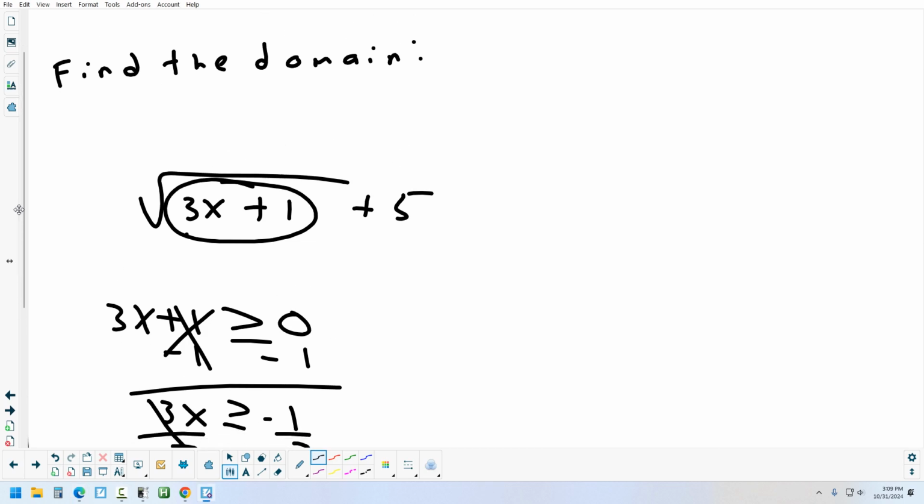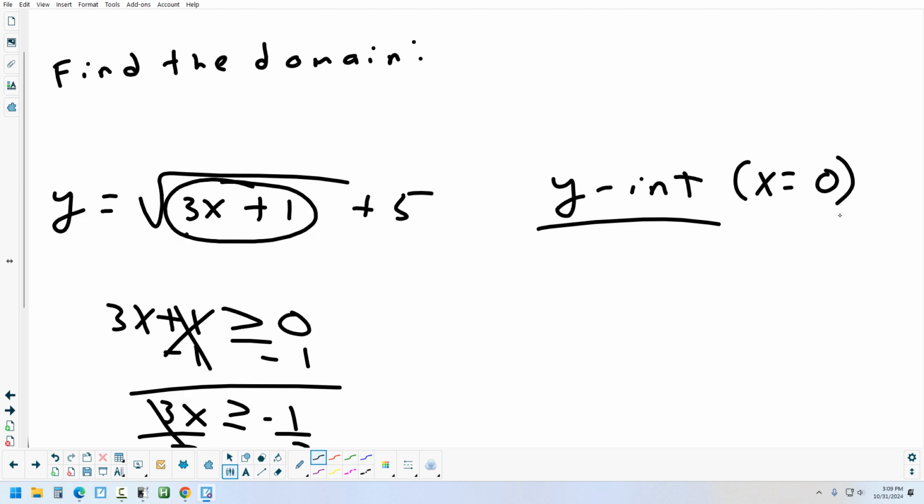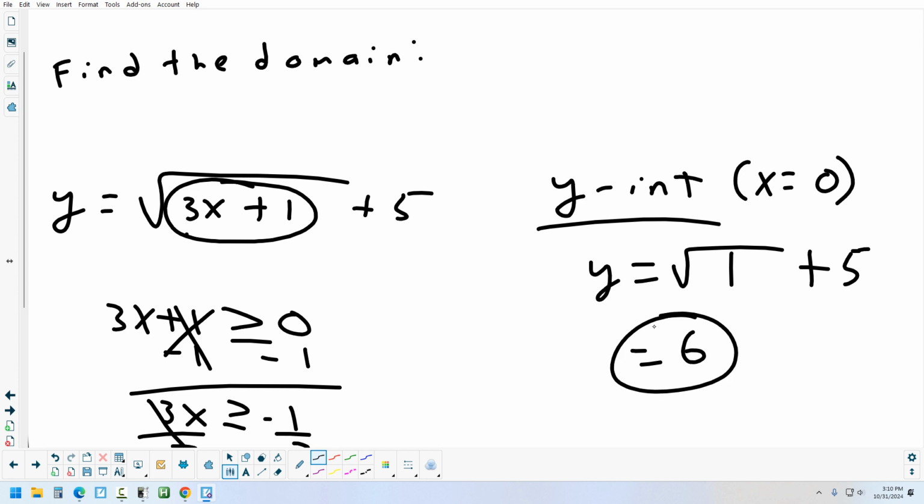Something else I want to find here is the y-intercept. How do you find the y-intercept of an equation? You set x equal to 0, yes. So let's set x equal to 0 and see what we get. We have the square root of, what's 3 times 0? 0, and then plus 1. So we'd have the square root of 1 plus 5, and that gives me 6. So that is the y-intercept of that equation.